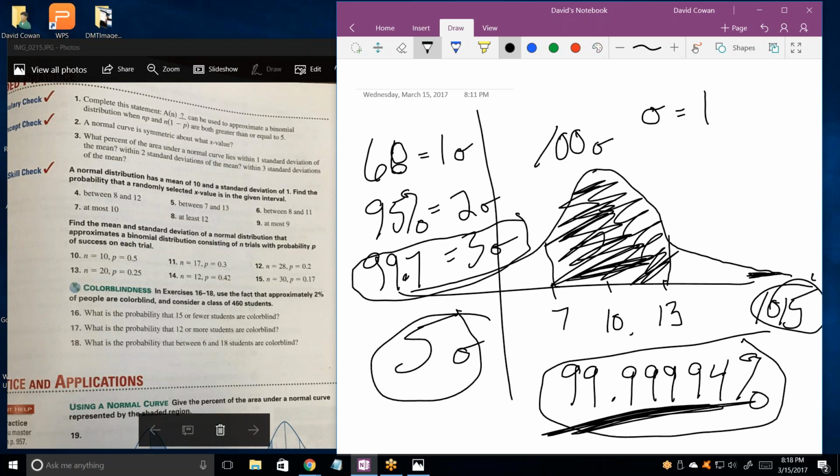All right, let's see here. Number 6 is between 8 and 11. Okay, this is a little harder. Yeah, it is.